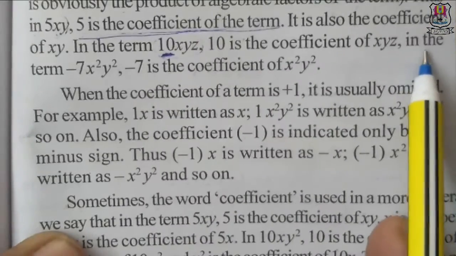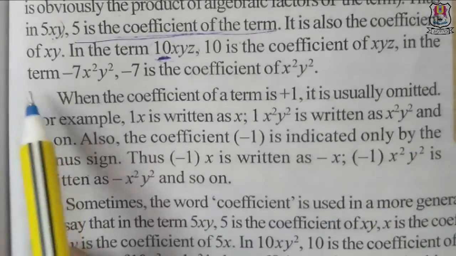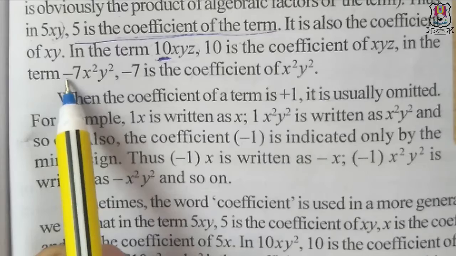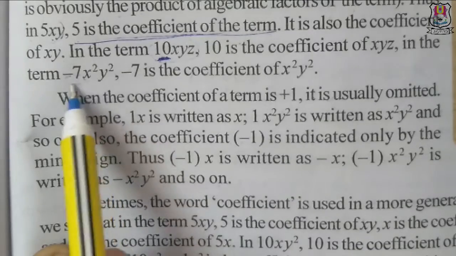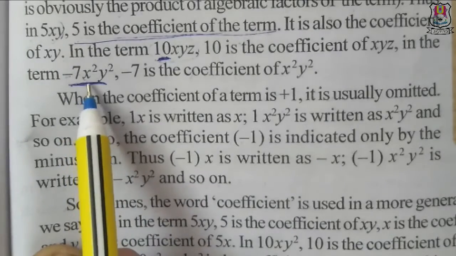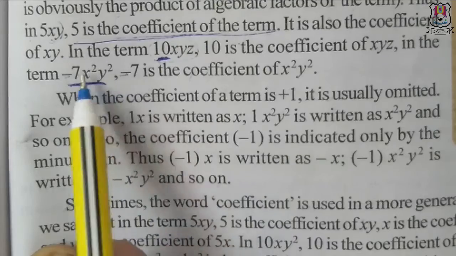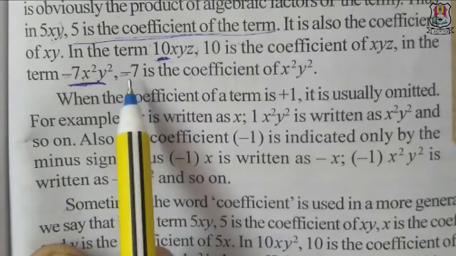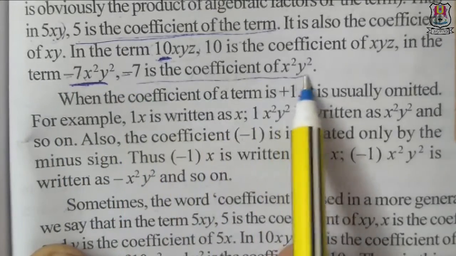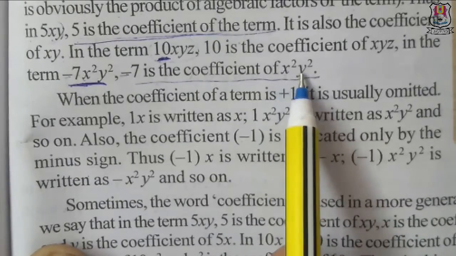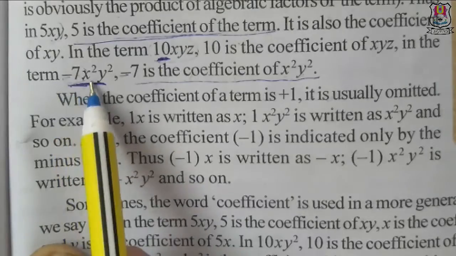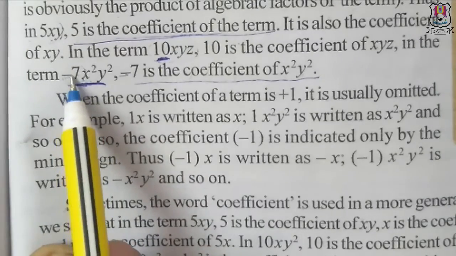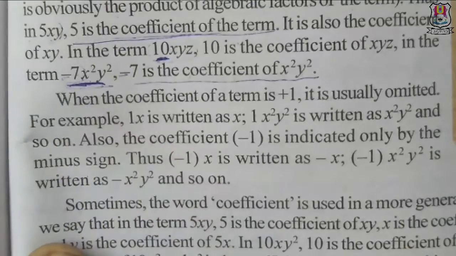Now let me show you for the minus values. This is the term given to us as minus 7x square y square. Now this is a negative value over here. So what is the coefficient of this term? So minus 7, not 7, it is minus 7. So minus 7 is the coefficient of the term x square y square. So whatever numerical value is given to us before any variable, that is the coefficient of that term.